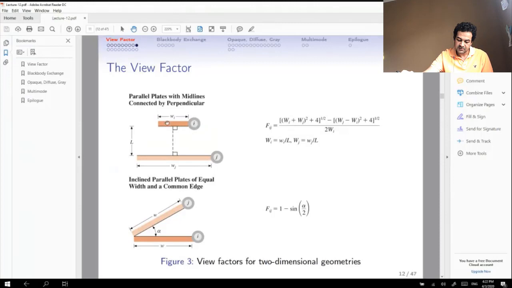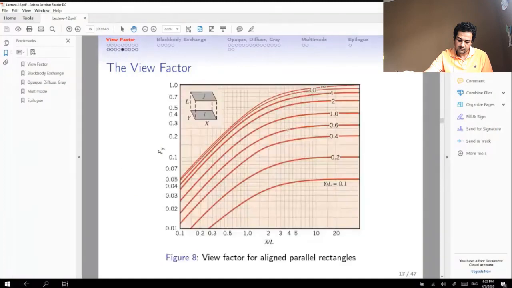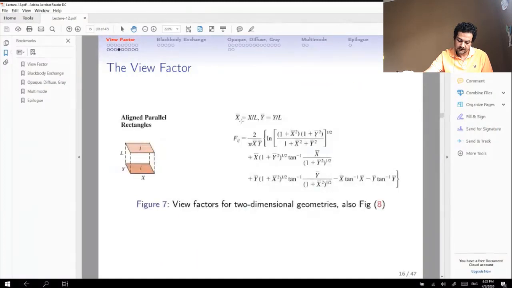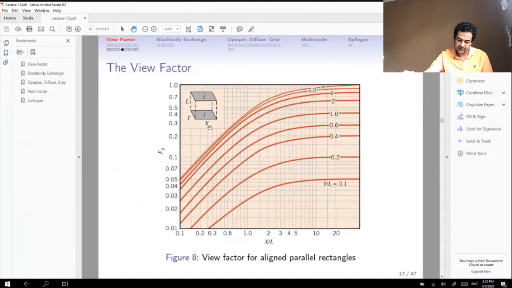Fij, as I told you, is a function of the width of surface I, the width of surface J, and the distance between both of them. And you can use this equation. I'm gonna write it as figure number 3 in the lecture, or page number 12. So you can use either this one for parallel plates here, or you can use aligned parallel rectangles or aligned parallel surfaces here. So you can use either of those, alright? So that's for the lecture.